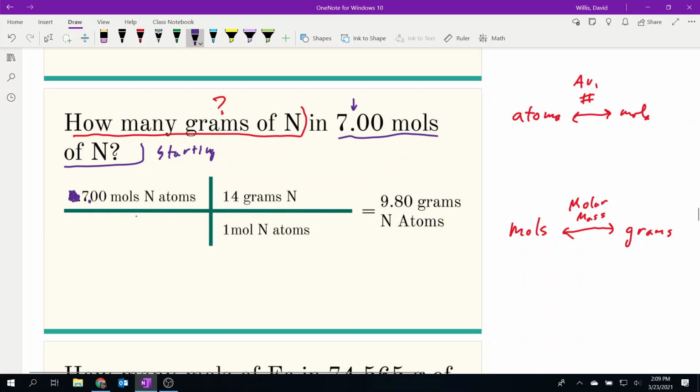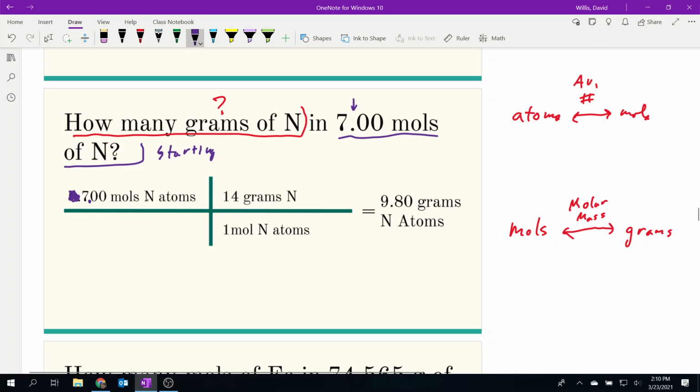I look on the periodic chart. Hear me now, believe me later. This is important for you. Anytime you are pulling a number off the periodic chart, I would like you to use 2 decimal places. Regardless of the number of significant figures, I just want you to use 2 decimal places. So in this case, that would actually be 14.01 for nitrogen. The PowerPoint is rounded to 14. That will be okay, and we will go with it.